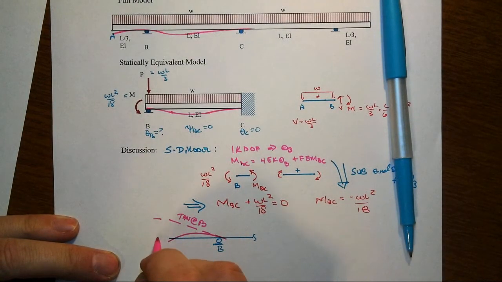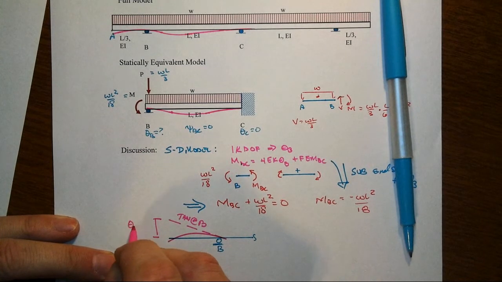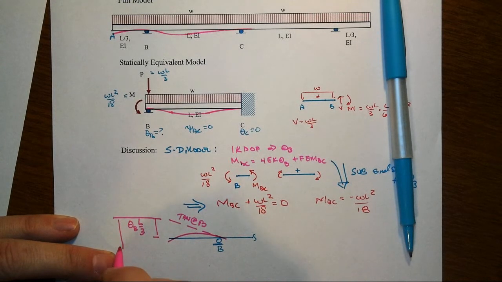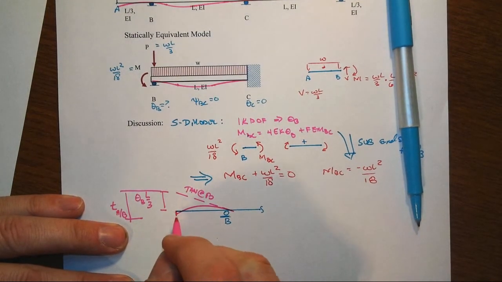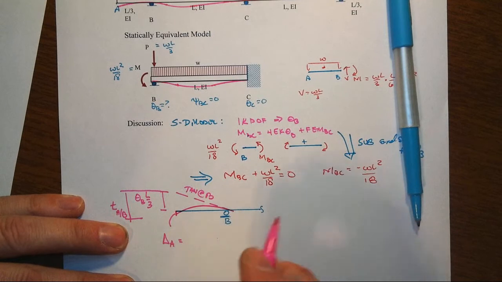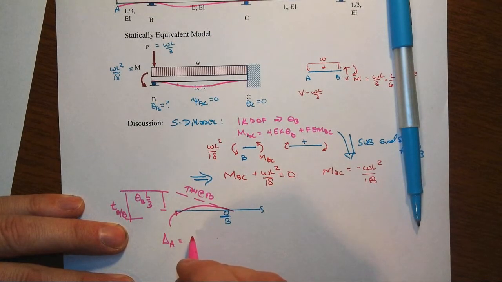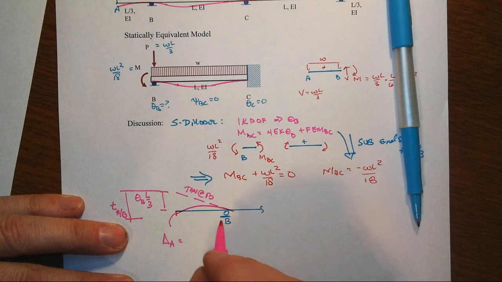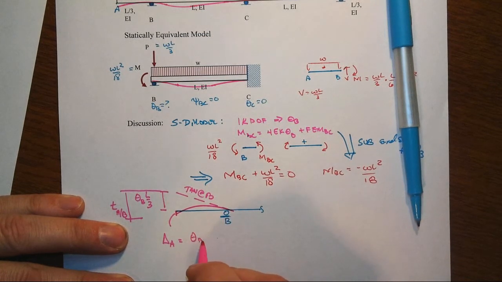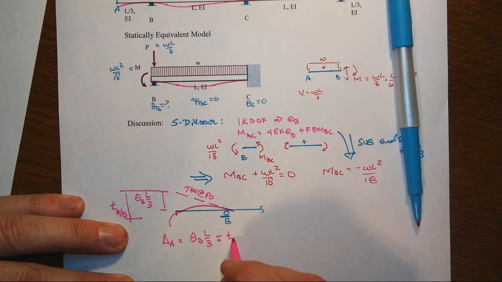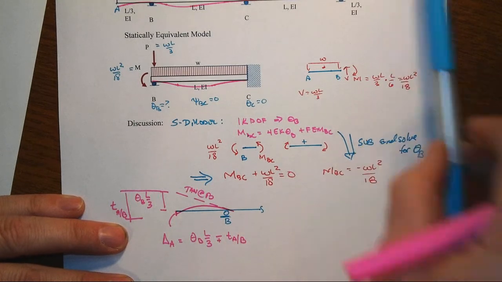So this part out here would be theta B times L over 3, and then the tangential deviation would be this part, that of A with respect to B. And so delta A, just being this little part here, is going to be the difference between those two, or the additive. We don't really know until we find out if theta B really is clockwise or not. But theta B L over 3 plus or minus the tangential deviation of A with respect to B.